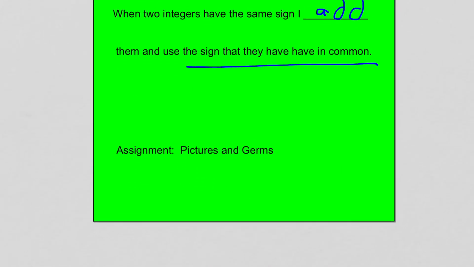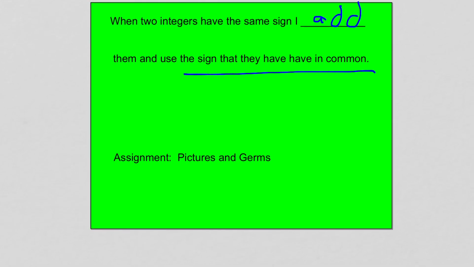The assignment you're going to do today, called Pictures and Germs, there's two pages to it. All the integers will be the same sign. They'll either all be positive or all be negative. So you'll have to use this rule when you do that assignment. Good luck with that. We'll correct it soon.